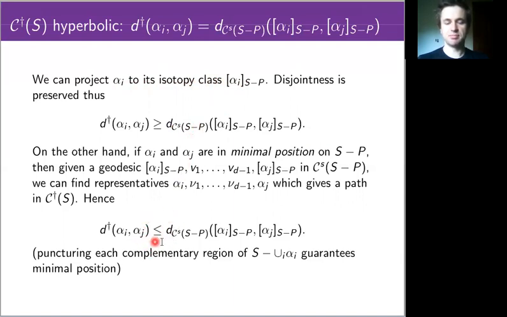This one, you need the puncture set P to be large enough in a certain sense. You need to choose your puncture set to be big enough so that alpha I and alpha J are in minimal position on the surface minus P. Minimal position means that the curves intersect minimally in the isotopy classes on S minus P. There's this lemma called the bigon criterion, which states that two curves are in minimal position if and only if they share no bigons between them.